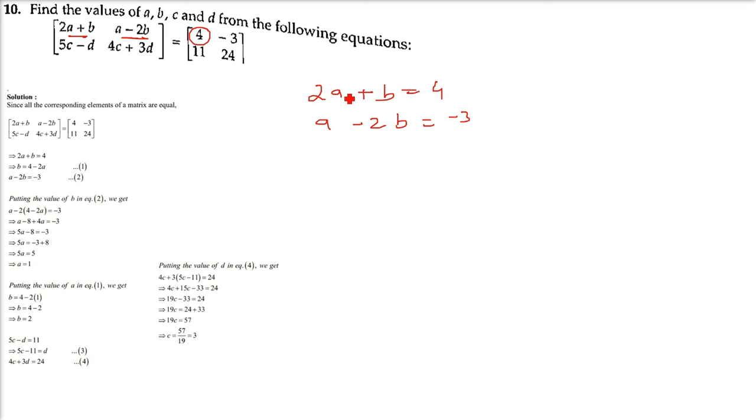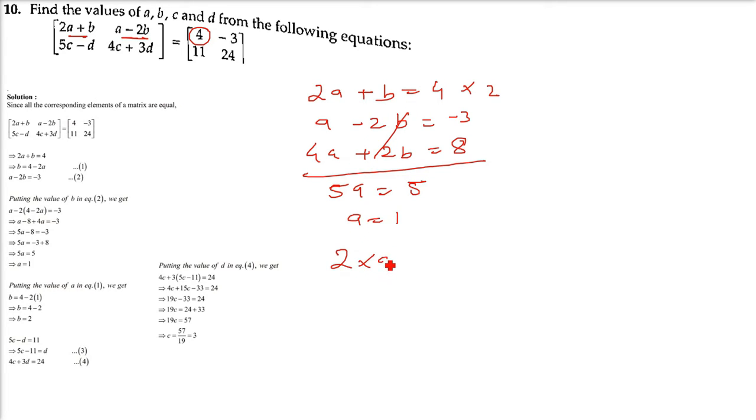So multiply the first equation by 2, write it here. So it will be 4a plus 2b equals 8. Now just add it, cancel these. 4a plus a is 5a, 8 minus 3 is 5, so a is equal to 1. Now just put it in any of the equations: 2 into 1 plus b equals 4, b equals 4 minus 2, that is going to be 2.